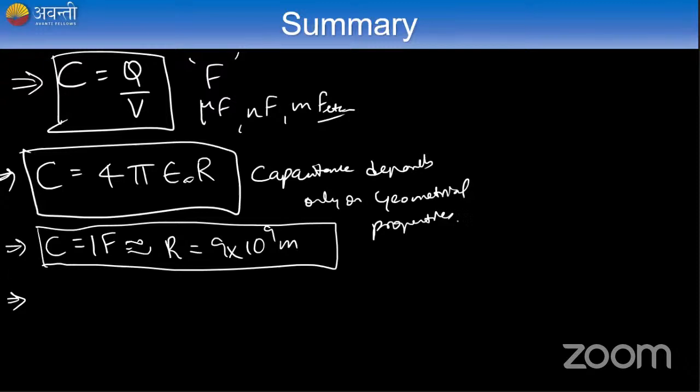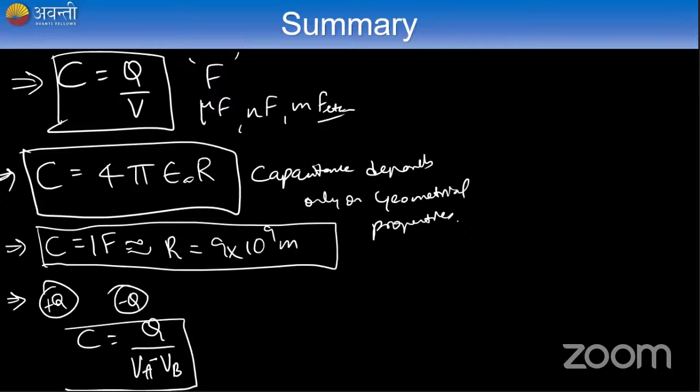Then we derived an expression for two conductors. If we have two conductors charged with opposite polarities or opposite charges, then the effective capacitance is given as C equals Q by VA minus VB. With this, we checked that as the potential difference decreases, the capacitance increases.